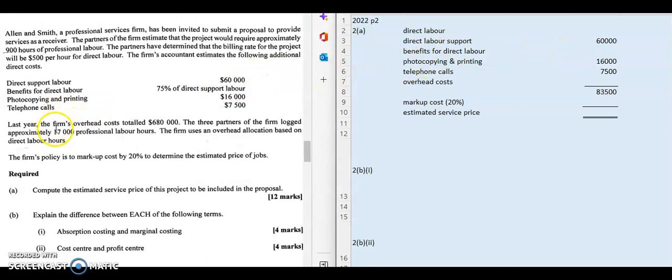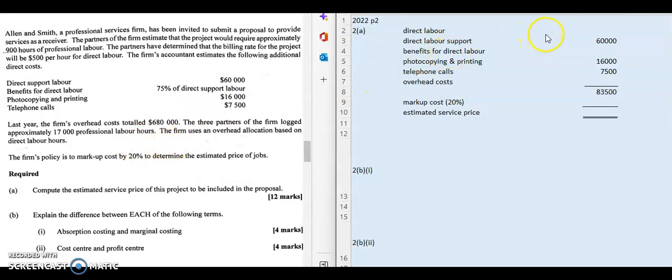And then it says that last year the firm had a total of $680,000 in overheads, and the partners had logged 17,000 professional hours, and it's going to use an overhead allocation to put in the overheads. So that means we're going to have to calculate the overhead allocation rate to determine the overheads. We're going to have to calculate that as well. And then, of course, the 20% markup.